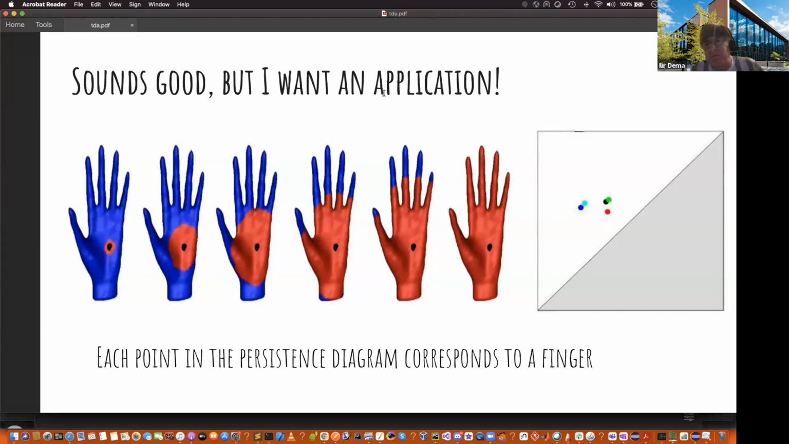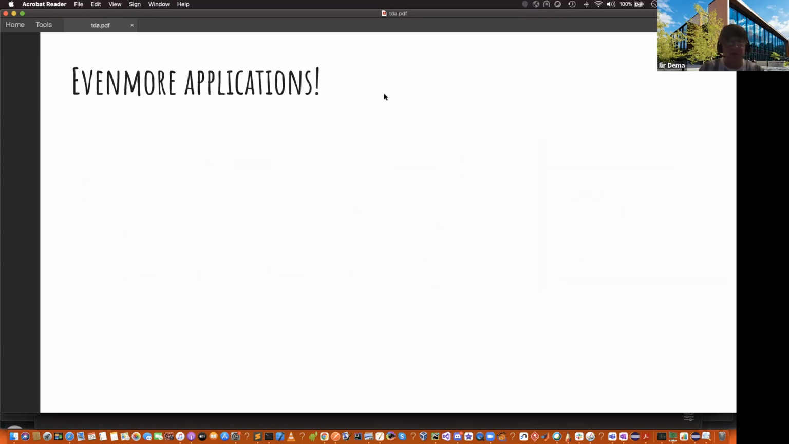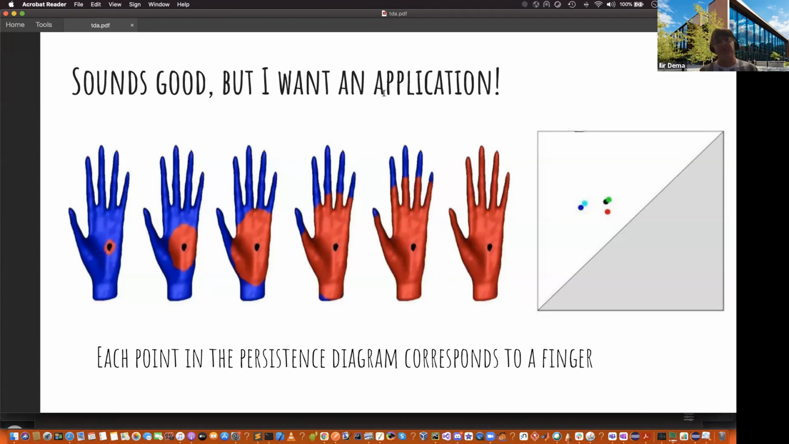It's the 5 fingers that this ant has. So are there more applications out there? Sure, there are even more, but I'm just going to talk about one of these applications. For instance, a very interesting application is in neuroscience.